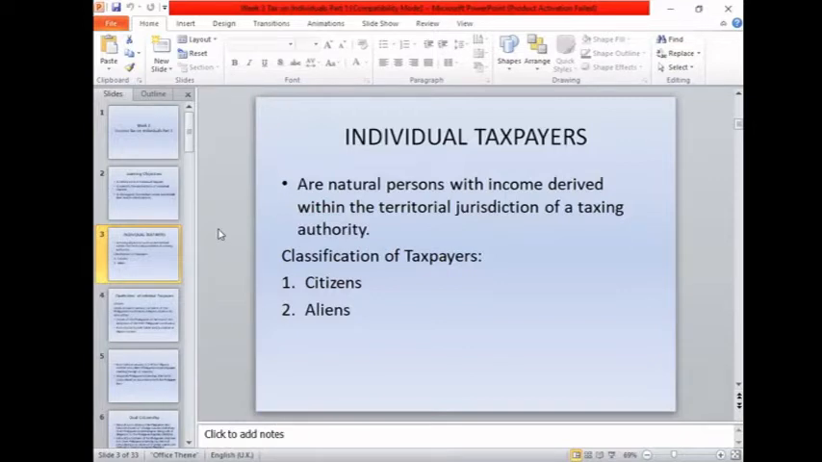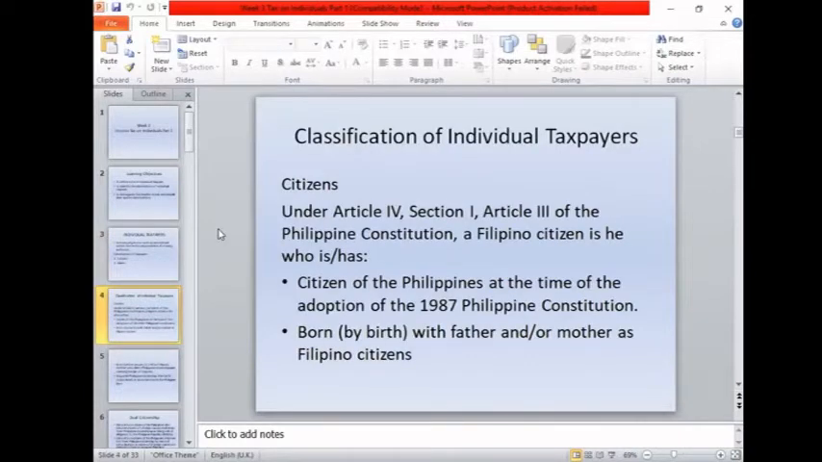Okay, so we have the classification of taxpayers. The classification is composed of two, which are the citizens and the aliens. And each classification has the following sub-classifications. Okay, so what is a citizen? According to our Philippine Constitution, under Article 4, Section 1, a citizen can be defined as a person who lived and was born in a particular state.